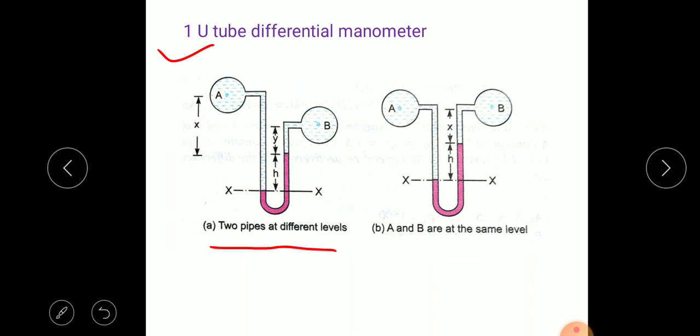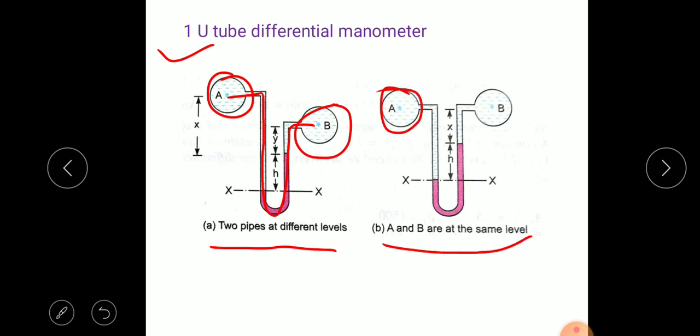First, the two pipes where we have to measure the pressure difference are at different levels. Suppose one is at a higher level and another is at a lower level than pipe 1. And the second condition, the 2 points where we have to measure the difference of pressure are at the same level. That may be in a given straight pipe, where points A and B are at the same level. But if in two different pipes the levels are different, this will be the case. Two pipes at different levels. So first we see the two pipes at different levels.